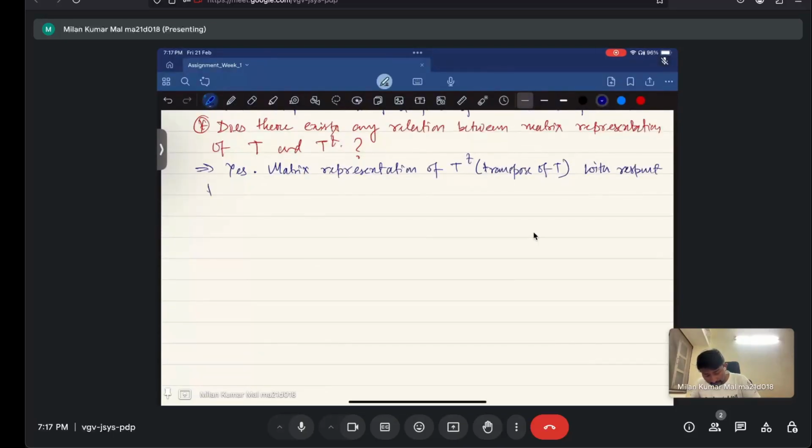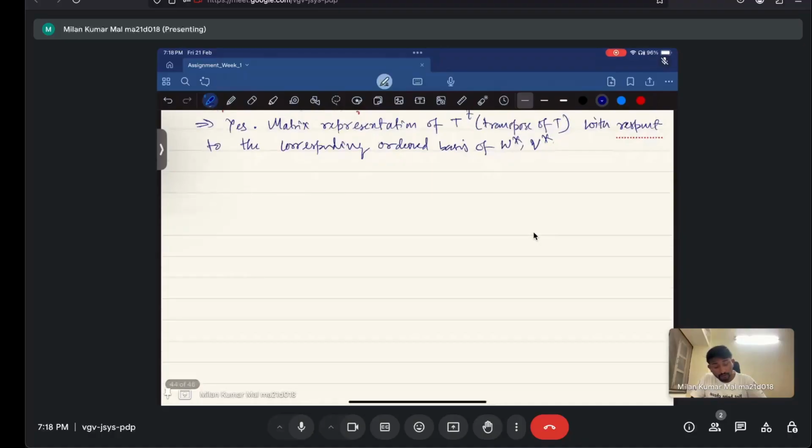with respect to the corresponding ordered basis of W star and V star, so the corresponding ordered basis W star of V star, that is the dual basis, is A transpose, the usual matrix transpose.